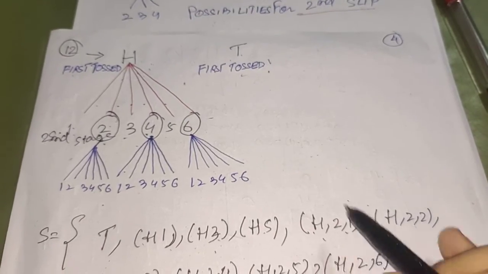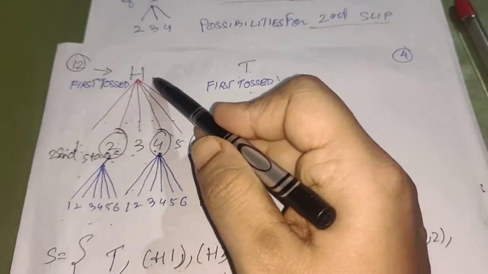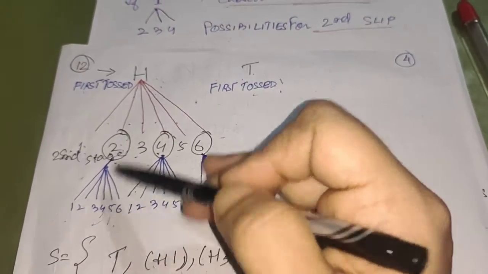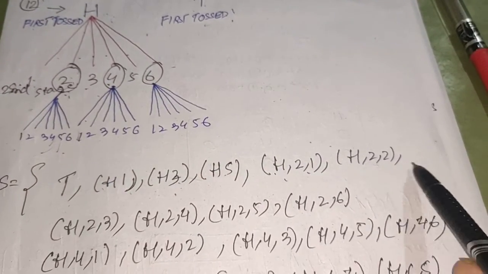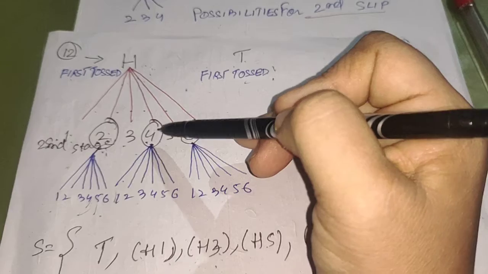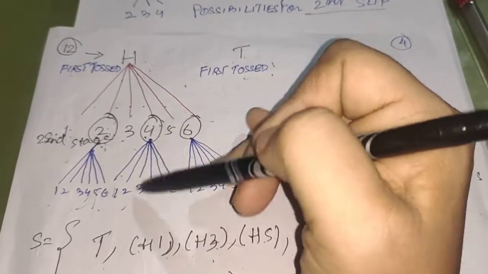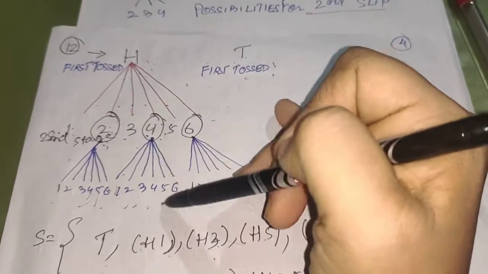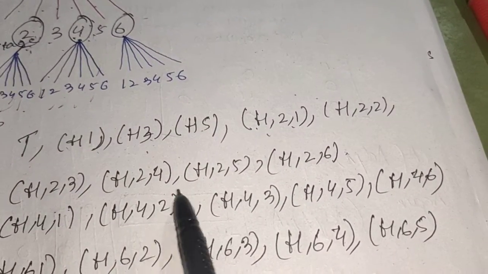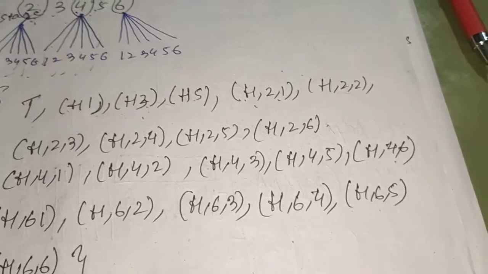So h2 1, h2 2, h2 3, h2 4, h2 5, h2 6. I write down all the values. Now after that, if 4 appears, 4 is also an even number, and it will be h4 1, h4 2, h4 3, h4 4, h4 5 and h4 6. You can see here it is h4 1, h4 2 and so on, it goes up to h4 6.